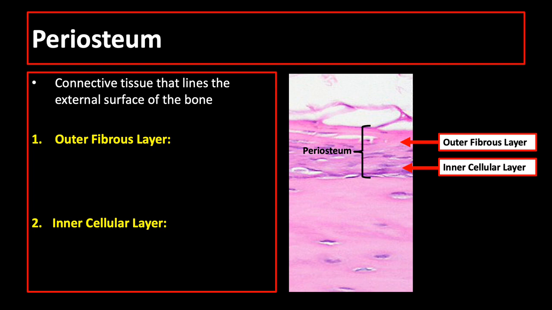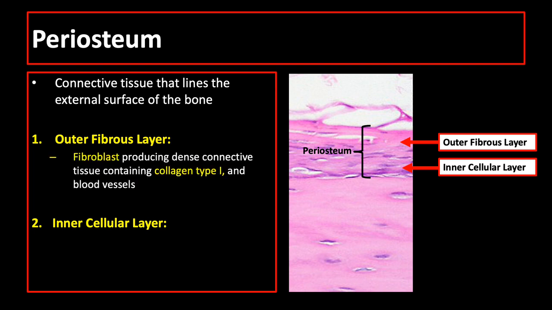The outer fibrous layer contains blood vessels and fibroblasts producing dense connective tissue containing collagen type 1, while the inner cellular layer contains osteoprogenitor cells, osteoblasts, and bone lining cells.